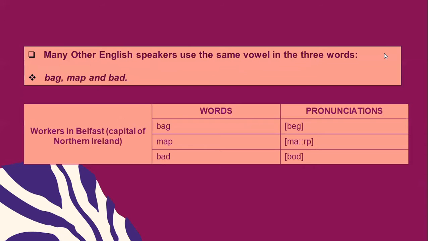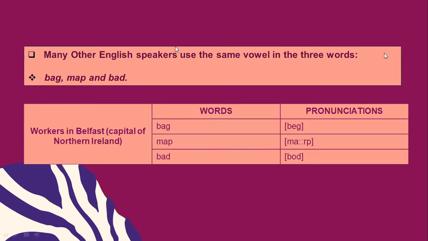Okay, so moving on. Many other English speakers use the same vowel in the three words bag, map, and bad. But the workers in Belfast, the capital of Northern Ireland, would pronounce bag as beg, map as mep, bad as bod. So those are the differences, and they might sound odd to English people.